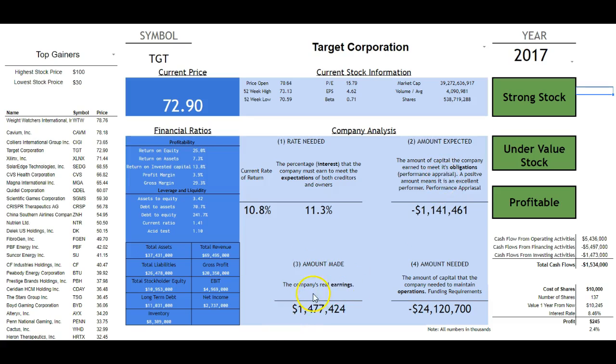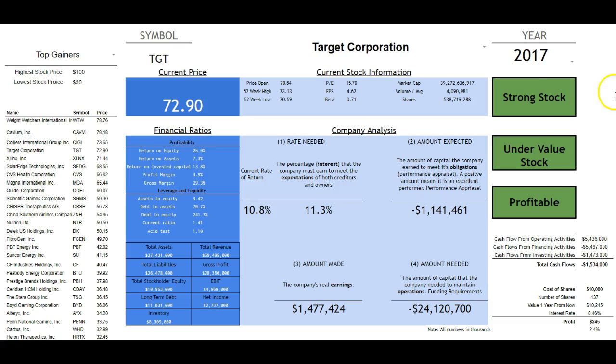Section number 3 is the real earnings, not the net income or the net profit. This is the net income for 2017 for Target. This is the real earnings. And section number 4 is basically the amount needed by the corporation to conduct daily operations. So taking all these 4 sections into account, we can conduct an analysis and decide whether this company would be a good investment to invest in.